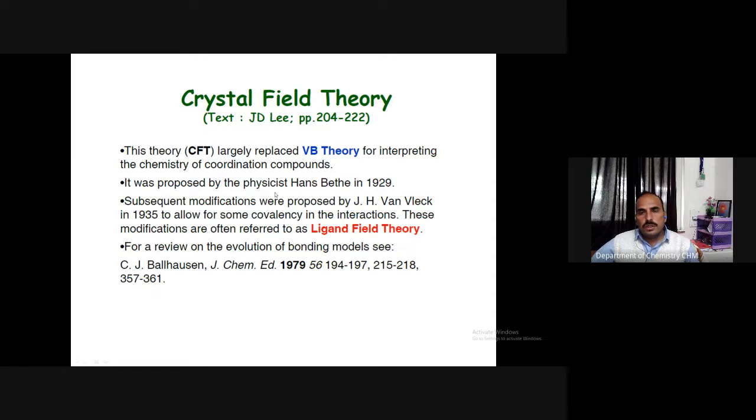It was proposed by the physicist Hans Bethe in 1929. A subsequent modification was proposed by J.H. Van Vleck in 1935, and that is called ligand field theory. That is basically also called molecular orbital theory, but that we will discuss separately. This is the original paper of this, written in the Journal of Chemical Education, 1979. You can download it, or the university allows you to download it. That is how we are going to go about this class.